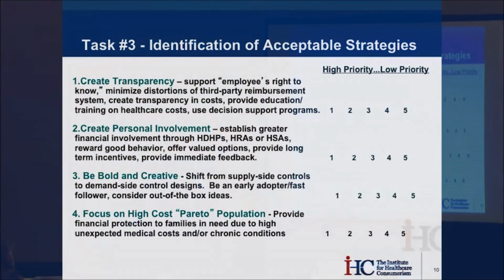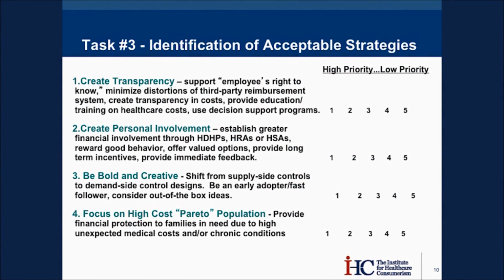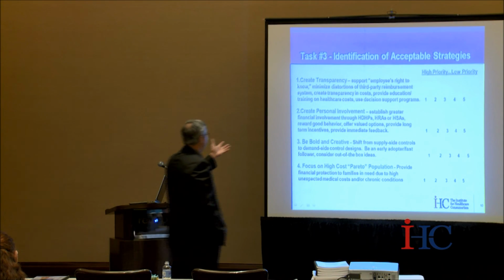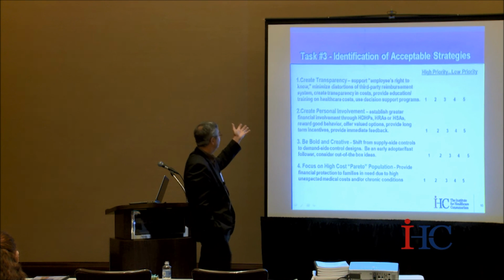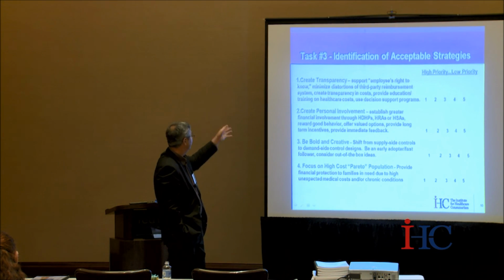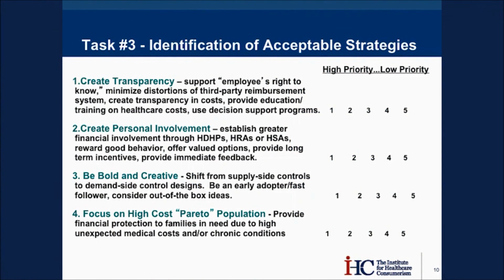But after you do your principles and your vision statement, here's some strategies. How are you actually going to accomplish it? Who are you going to engage as outside partners, as strategic partners? What are your strategies to do these? And what are you trying to do? Again, high priority, low priority in these different areas. Create transparency. For some of you, that would be high priority. Create personal involvement. Be bold and creative.